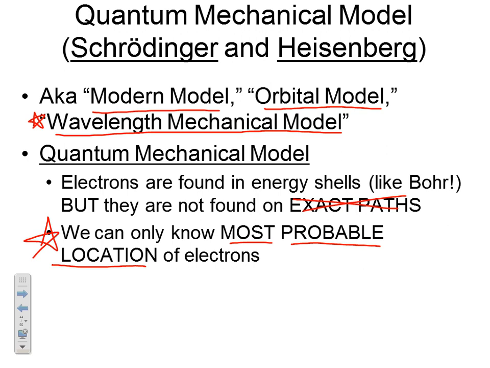And this is a huge shift from Bohr, because Bohr's like, of course you can know where they are, they're on orbits, duh. And the quantum mechanical model is like, no, you can't. You can't know where they are. You can know to a reasonably high probability where they are, but you can't know exactly where they are. So this idea of uncertainty, this idea of probability, it's a mathematical model. It's very complex, but that's a big difference between them.